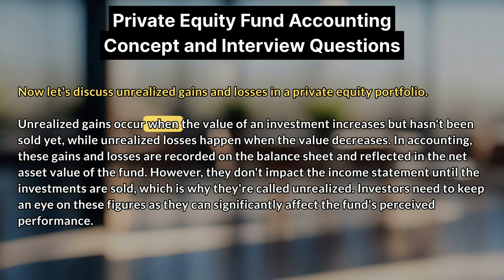Unrealized gains occur when the value of an investment increases but hasn't been sold yet, while unrealized losses happen when the value decreases. In accounting, these gains and losses are recorded on the balance sheet and reflected in the net asset value of the fund. However, they don't impact the income statement until the investments are sold, which is why they're called unrealized. Investors need to keep an eye on these figures as they can significantly affect the fund's perceived performance.